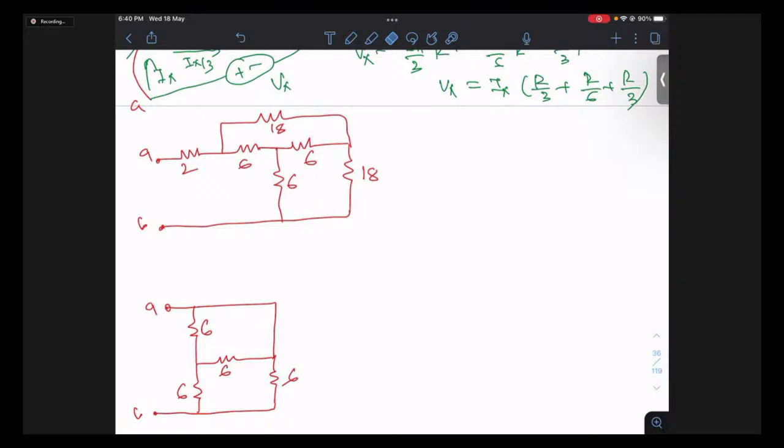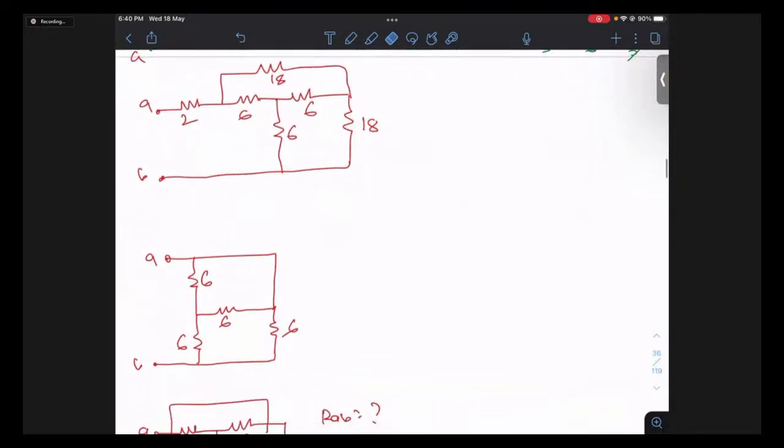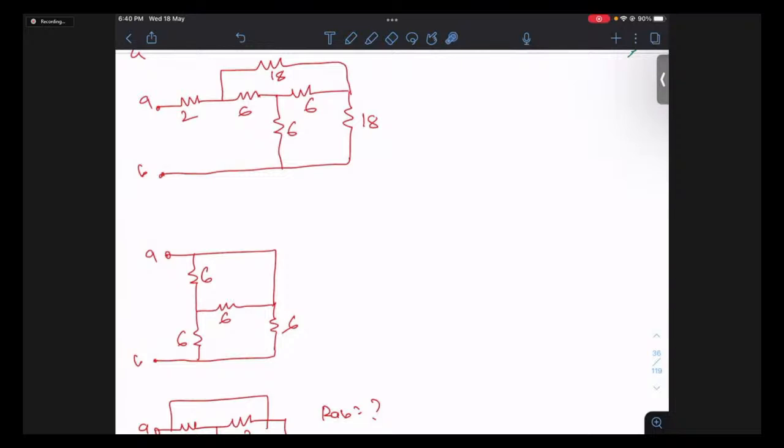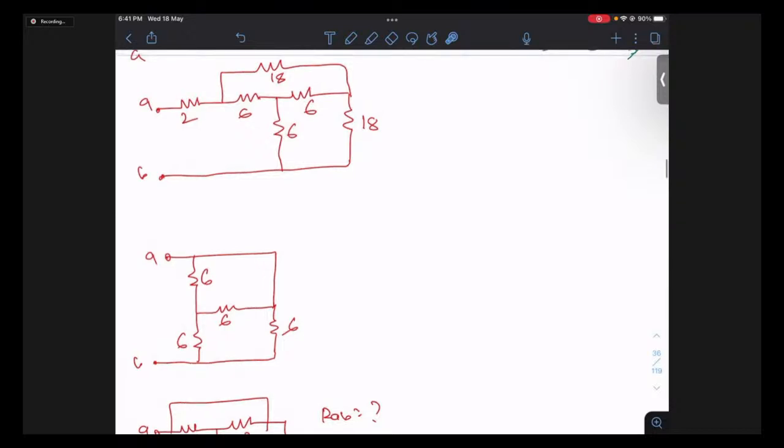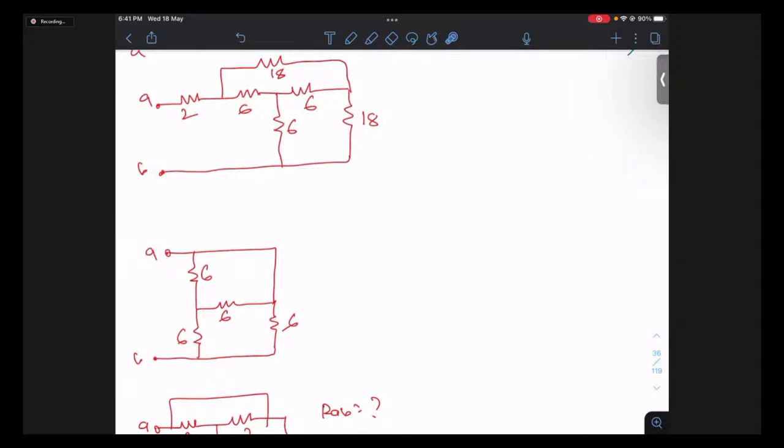In this case, I am supposed to find the value of this RAB. Students, see, if some amount of current is coming here, can you tell this answer using series-parallel? You cannot tell, because from this point onwards, the way they are connected, you cannot say. So in this case, star-delta conversion is useful.